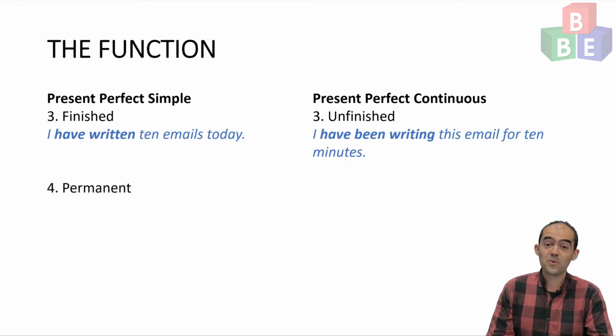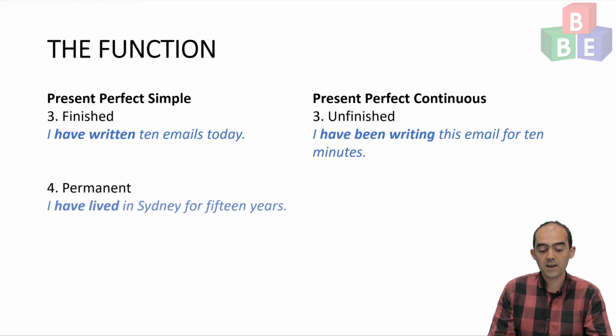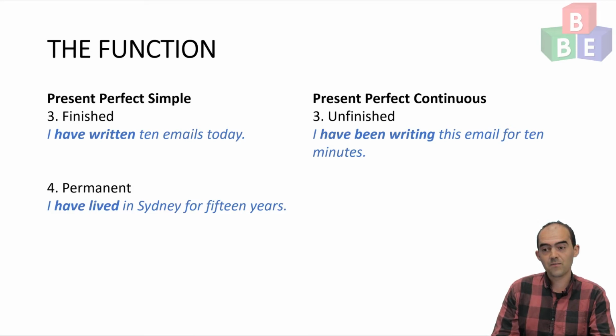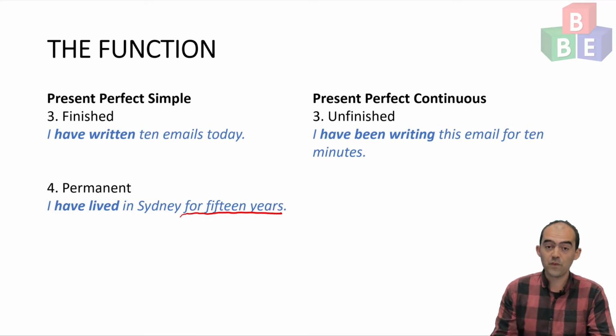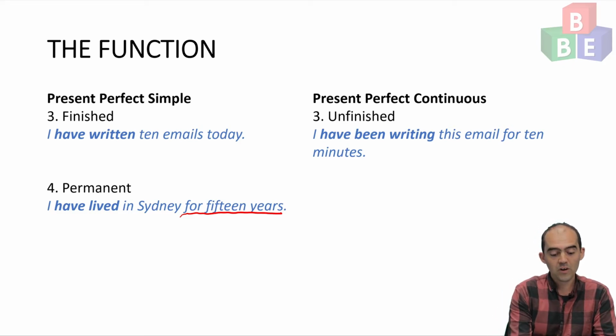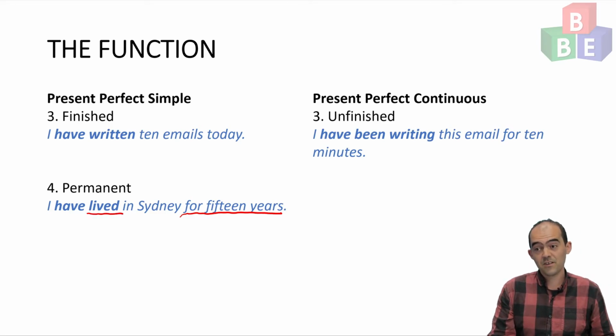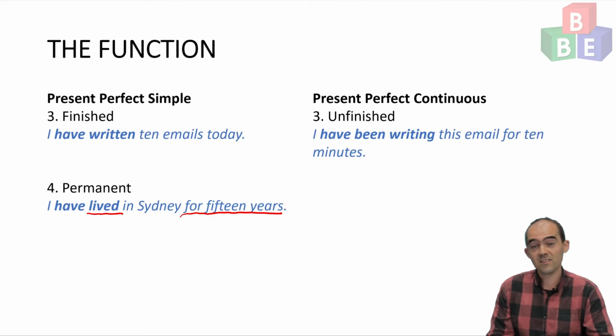Next, the present perfect simple talks about something permanent. So I can say, I have lived in Sydney for 15 years. And this is talking about duration, for 15 years, which we normally associate with the present perfect continuous. However, I consider Sydney my permanent home. Therefore, the verb lived is functioning as a state, and we do not use states in continuous tenses.